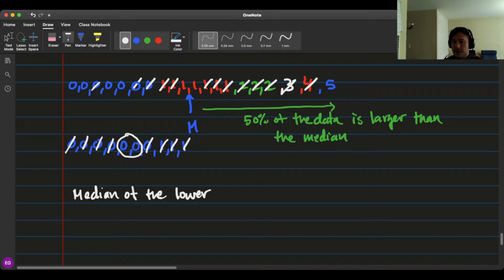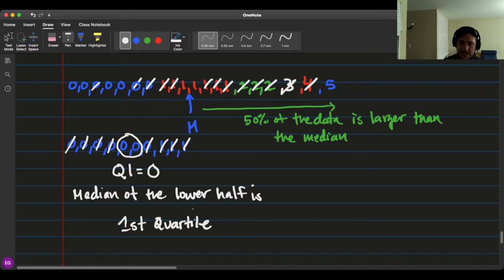So what is it? Median of the lower half. What's the number? 0. This number is called Q1. The median of the lower half has a name. We call it Q1. It's also known as the first quartile. That's why we call it Q1. That makes sense. The first quartile is the median of that bottom half.